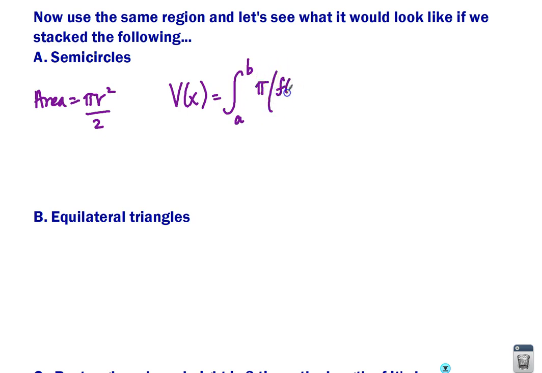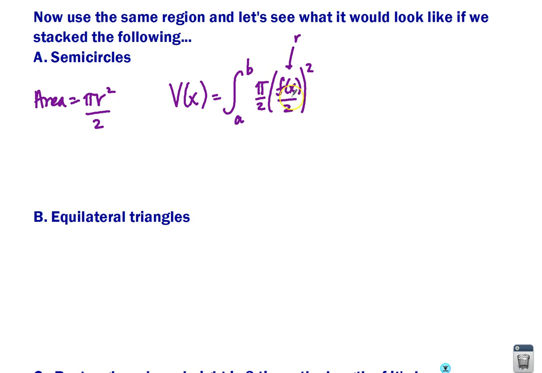Okay, so the area of a semicircle, again, was pi r squared over 2. So then the volume, let's do it in terms of x. We'll assume for a second that all of these are perpendicular to the x-axis. It's going to be from a to b, pi, my function, f of x, over 2 squared. And then I actually want half of this, so pi over 2 is what I should say. Remember, this right here is your radius. It's half of your function.